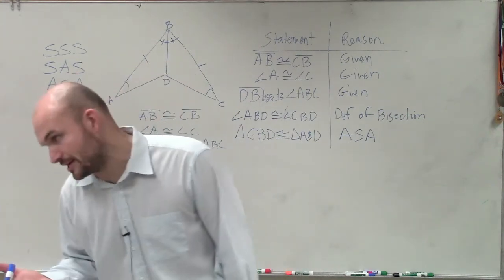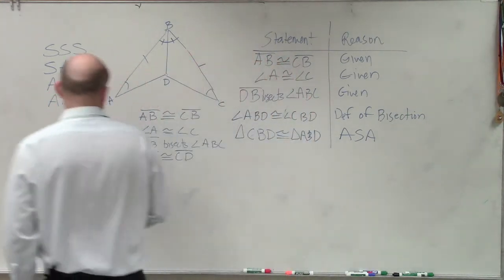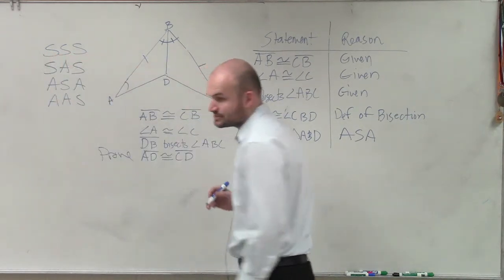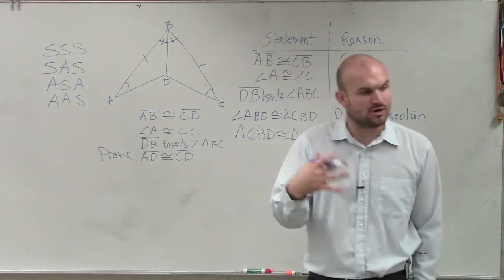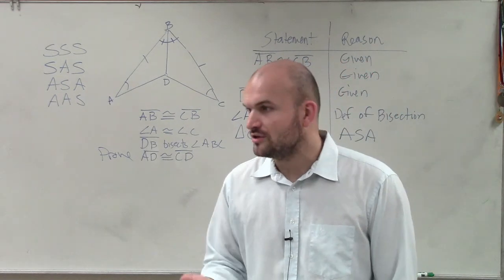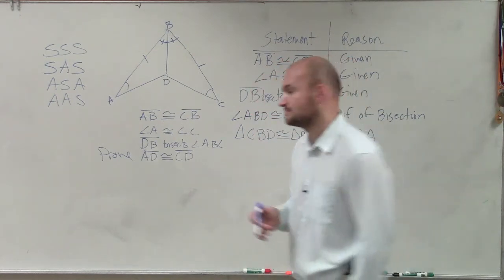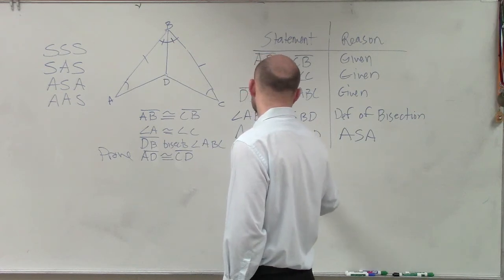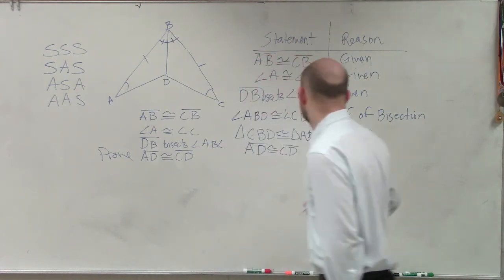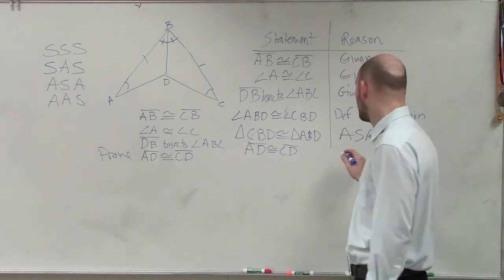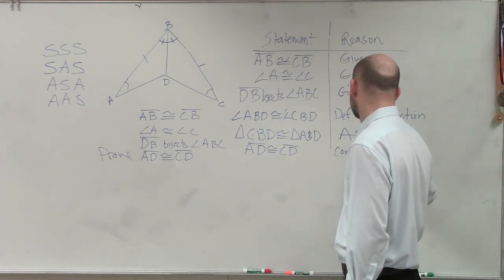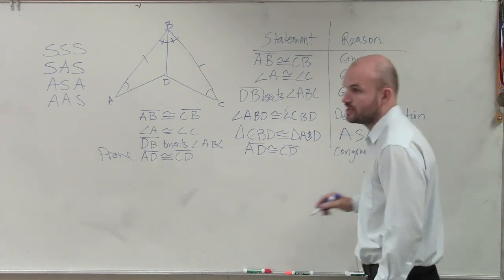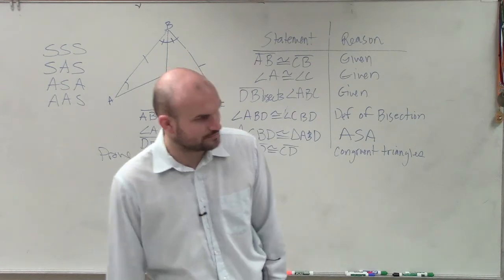However, that's not what we're trying to prove. We're not trying to prove that the triangles are congruent. We're trying to prove that AD is congruent to CD. Since we have congruent triangles, we know that corresponding parts are equal. So now I'd write AD is congruent to CD, and the reason is corresponding parts of congruent triangles are equal.